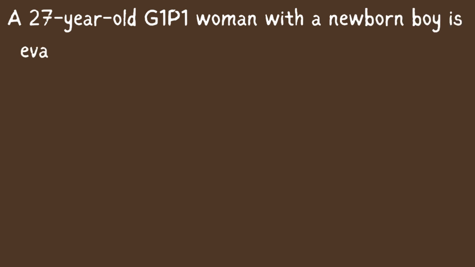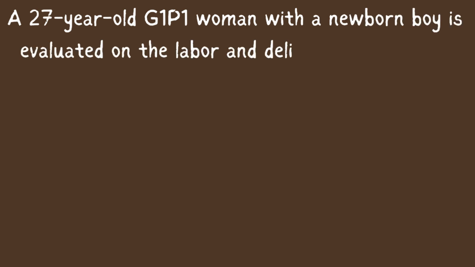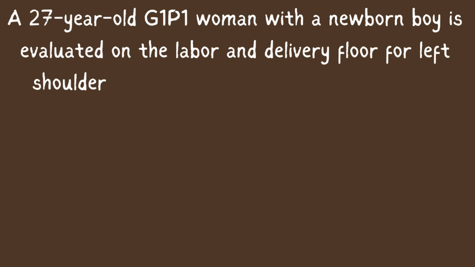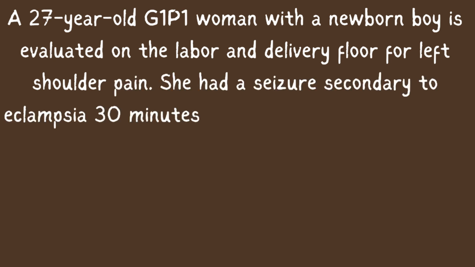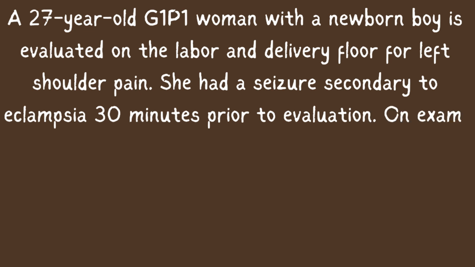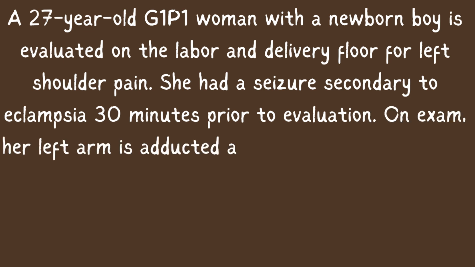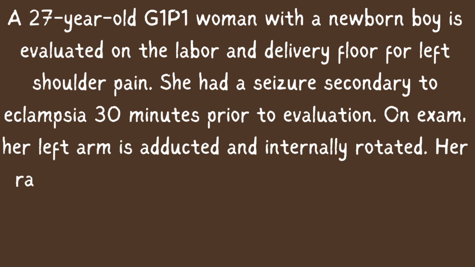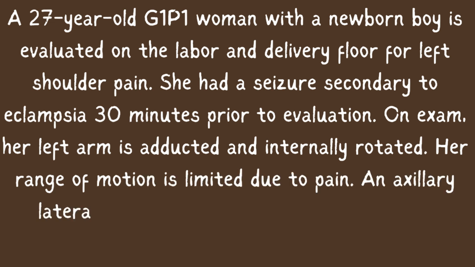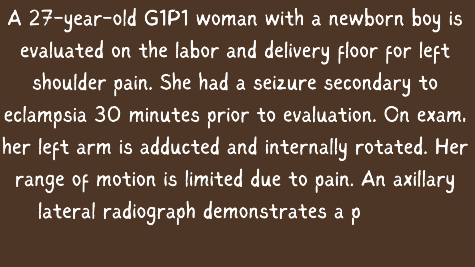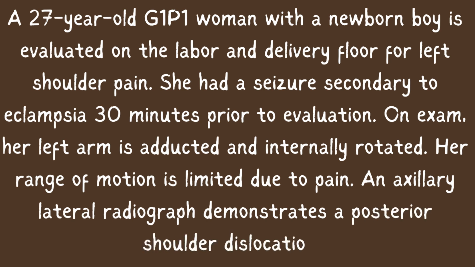A 27-year-old female, gravida 1, para 1, with a newborn boy, evaluated on the labor and delivery floor for left shoulder pain. She had a seizure secondary to eclampsia 30 minutes prior to evaluation. On examination, her left hand is adducted and internally rotated. Her range of motion is limited due to the pain, and an axillary lateral radiograph demonstrates the posterior shoulder dislocation.